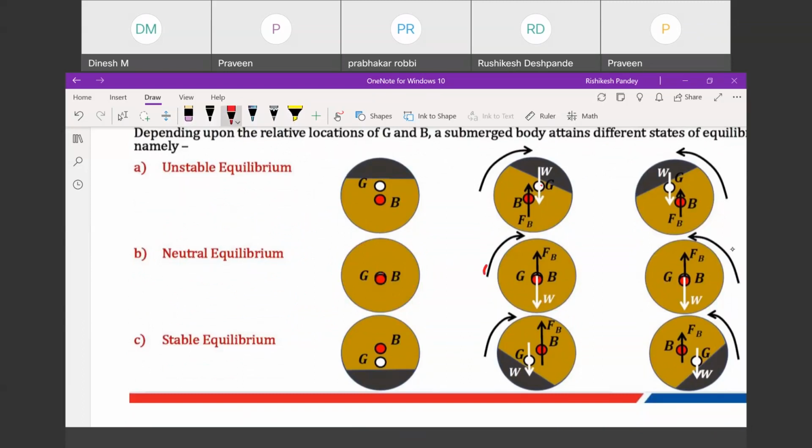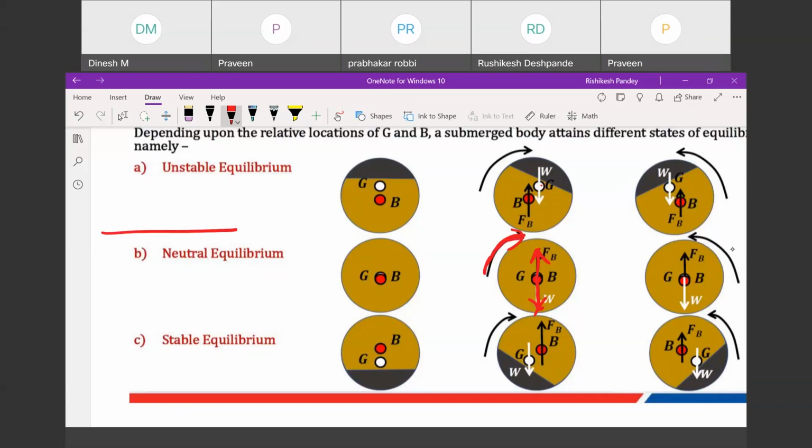So even if you are displacing, G is here only, B is here only, and W is acting vertically downward here, B is acting vertically upward. They are passing through the same point, so they will cancel each other. It will rotate, and it will attain equilibrium in some other condition. First I will tell you what stable, unstable, and neutral equilibrium are with some other figure.